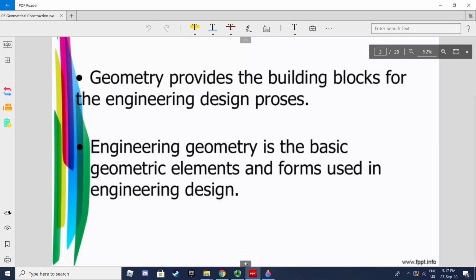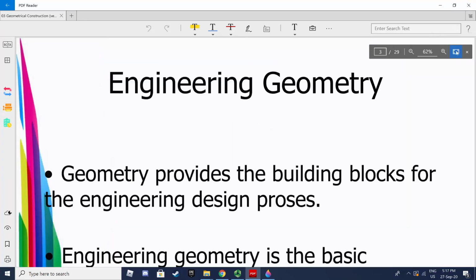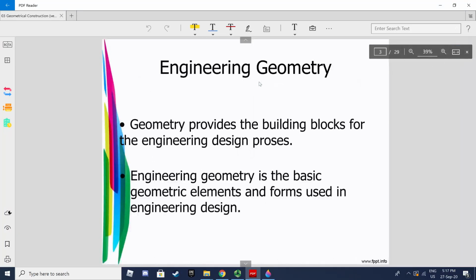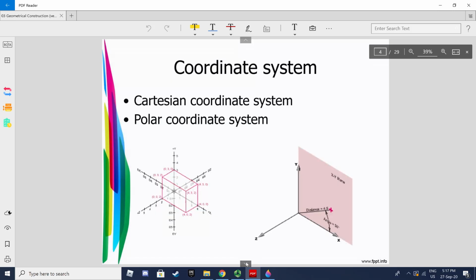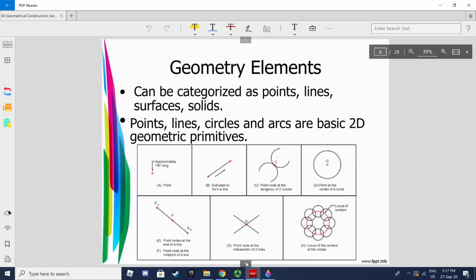So let's start. The first one, geometrical. Geometry provides the building blocks for the engineering design processes, and engineering geometry is the basic geometric elements and form used in engineering design. And this is the coordinate system, and you already know this from your high school, where if you have 3D, then there will be X, Y, Z axis, and somehow it will cause in terms of absolute coordinate and relative coordinate.